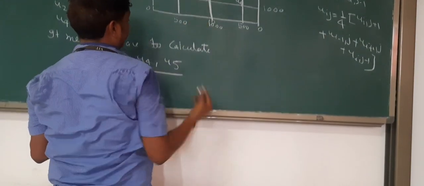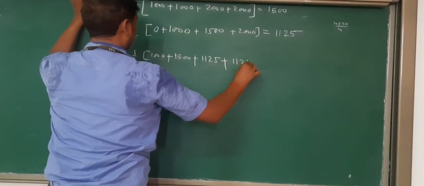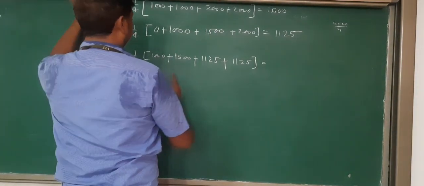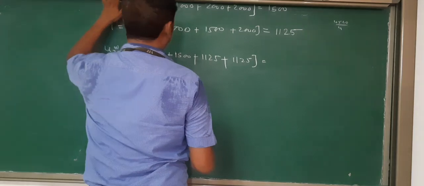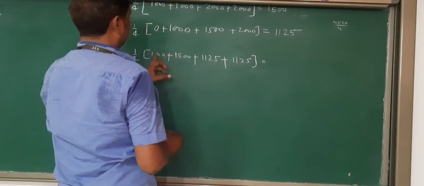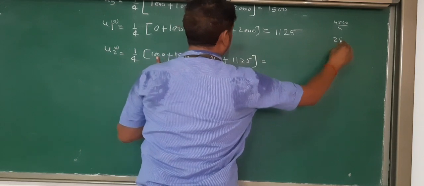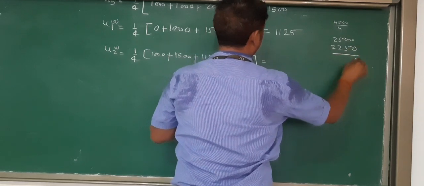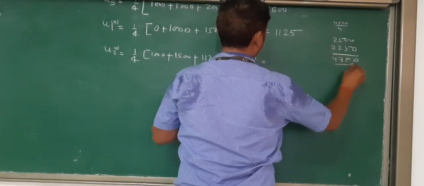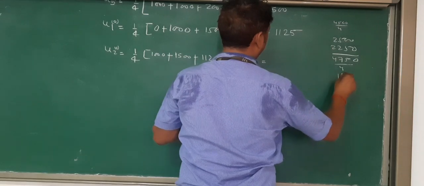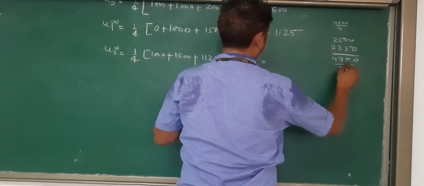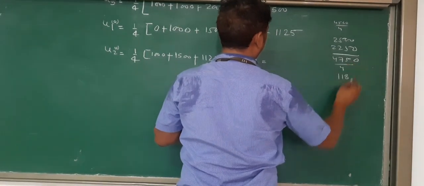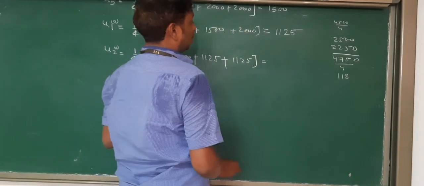Once you know u1, what is u3? Same. So this is initial value. So how much? What do I wanted? How much it will come?